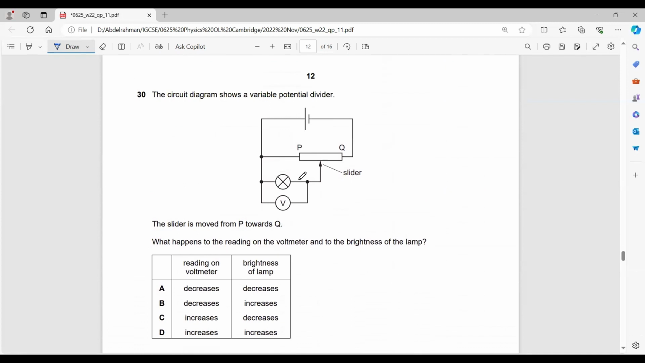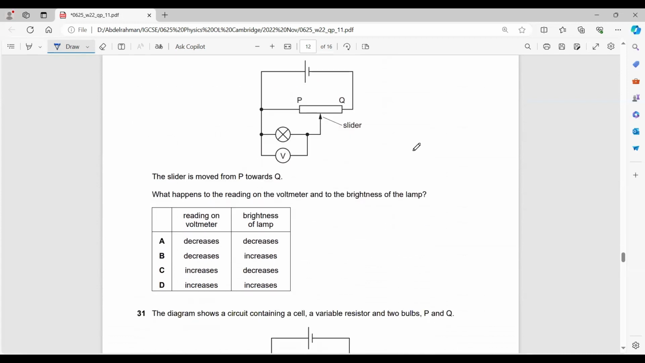Sliding contact, we have a potential divider. The slider is moved from P towards Q, from P all the way to Q. What happens to the reading on the voltmeter and to the brightness of the lamp? When the slider contact moves from P to Q, what happens to the resistance? The resistance increases, and therefore the voltage increases and the brightness as well increases. They all increase. Why?